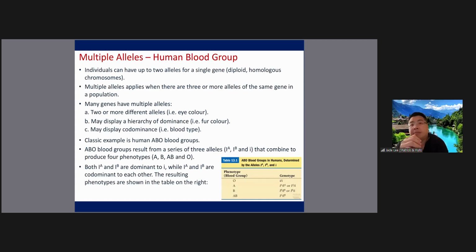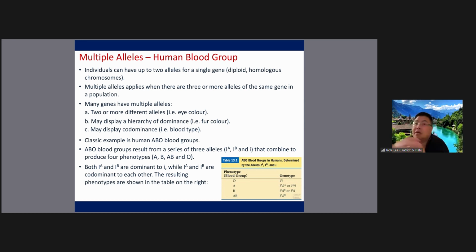And if we look at multiple alleles, of course, there are multiple alleles for one gene. An individual can have up to two alleles for a single gene, in a diploid with homologous chromosomes. Multiple alleles apply when there are three or more alleles of the same gene in a population. Many genes have multiple alleles, for example two or more different alleles, such as in our eye color. Some people will have dark eyes, brown eyes, some have yellow, blue eyes, some have green eyes.